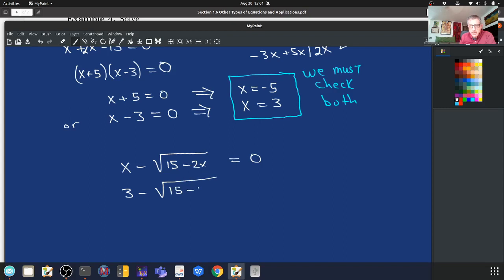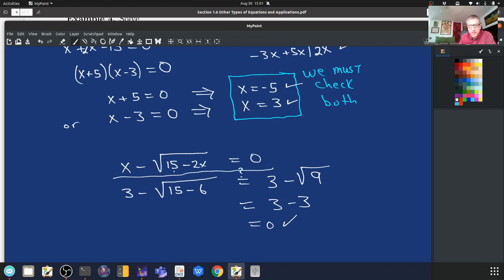Two times 3 is 6. Let's check to see if that is equal to 0. Well, that gives me 3 minus the square root of 9. And that's 3 minus 3. So we get that it is equal to 0. So this one checks. And I'll let you check with x equal to minus 5. I have in my notes that it actually does work as well, but you saw what I did there. You just have to start with this step right here and plug in minus 5 and see if you get 0.